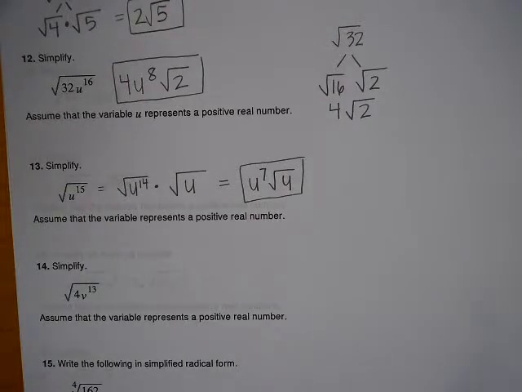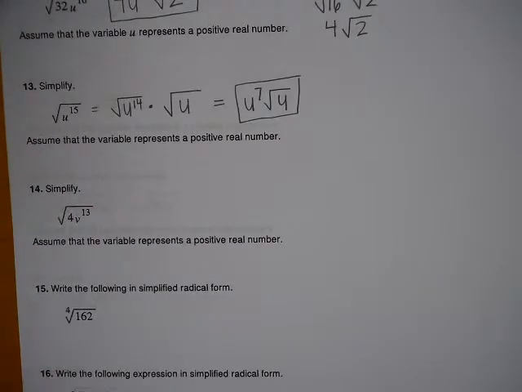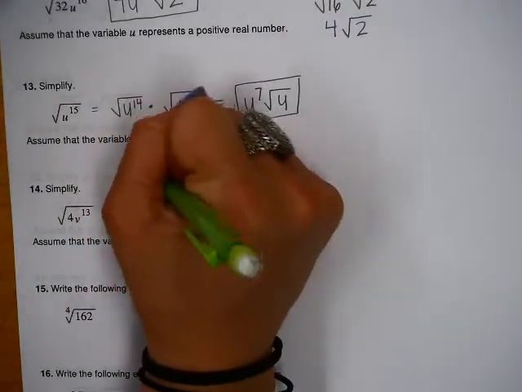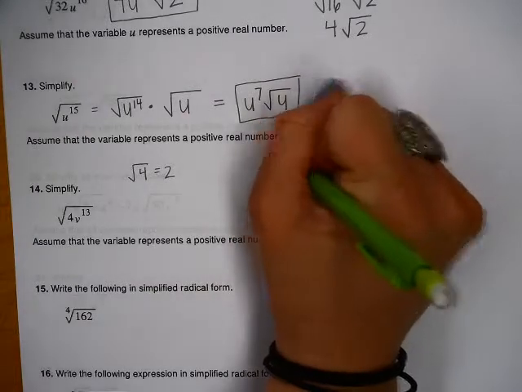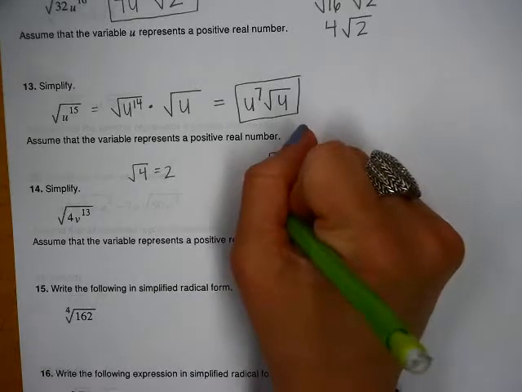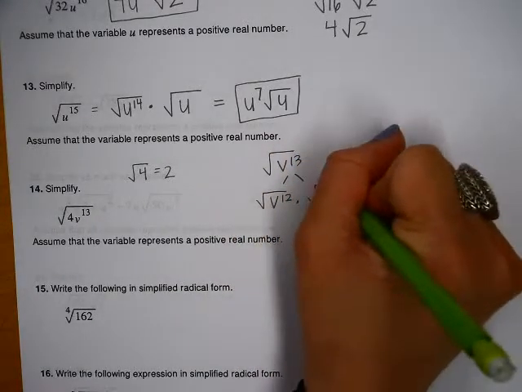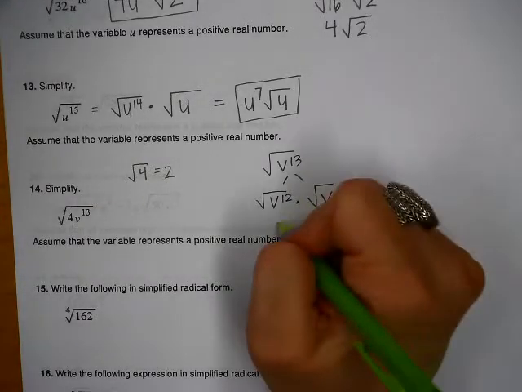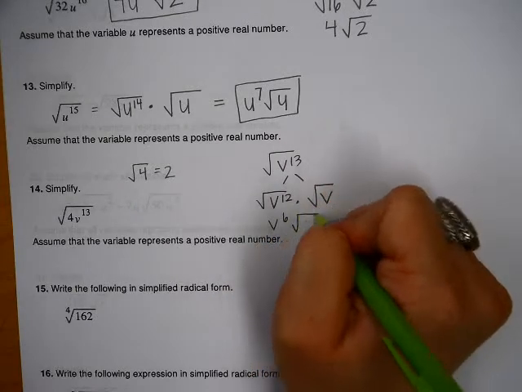All right, so let's look at 14. Very similar, same concept, but we've also got that 4 in there. But we know that the square root of 4 is 2. And then you have v to the 13th. How are we going to break that down? 12 and 1. Very good. Because 12 plus 1 is 13, and 12 is divisible by 2. So then that gives me what? V to the 6th times the square root of v.